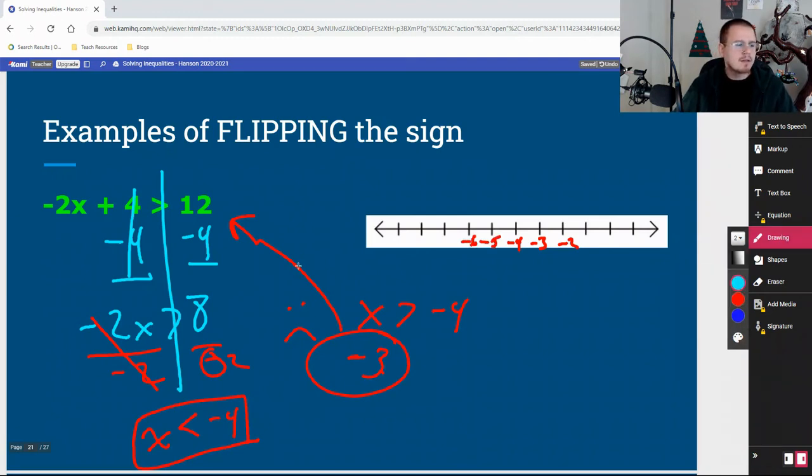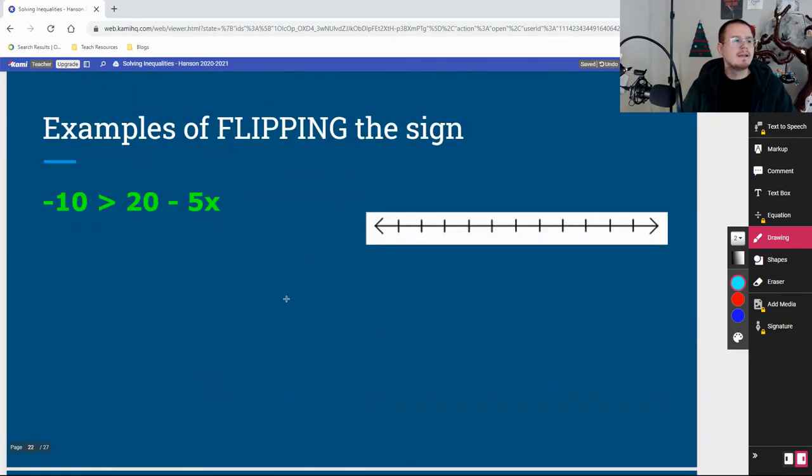And it's going to be an open circle, and it's going to be less than, so it's going to go to the left. Bam, bam. This is a good opportunity for you guys to pause and try on your own. I will show you how this works.